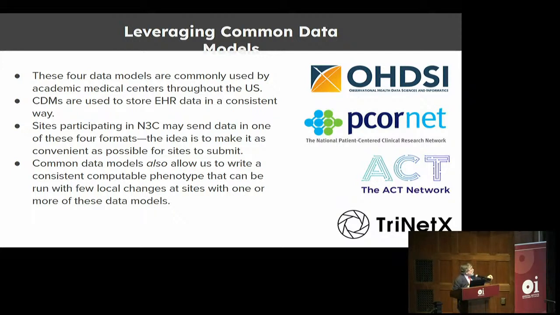But anyhow, you can see Odyssey, PCORnet, ACT, and TriNetX were the four that we started with. Most academic medical centers use one or more of these models. Hopkins, being Hopkins, uses all four. And the point was there was already a lot of preliminary work on data harmonization and integration that we leveraged. So we started with the warehouses that already existed in these.